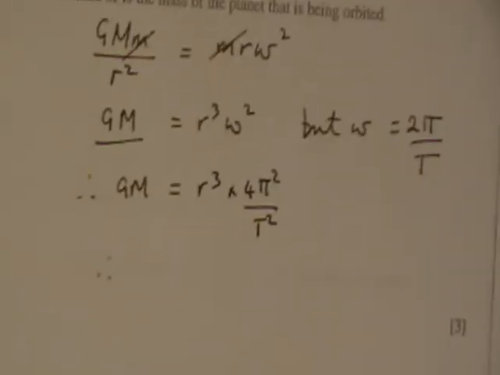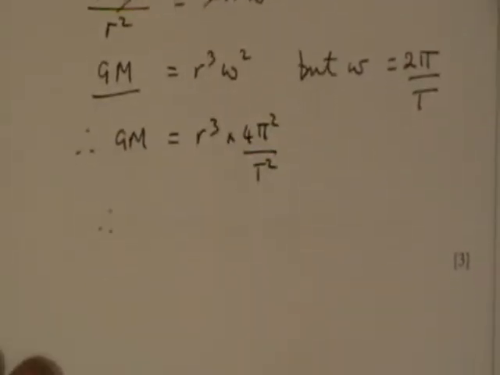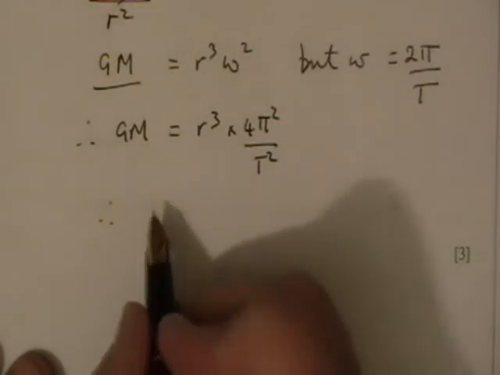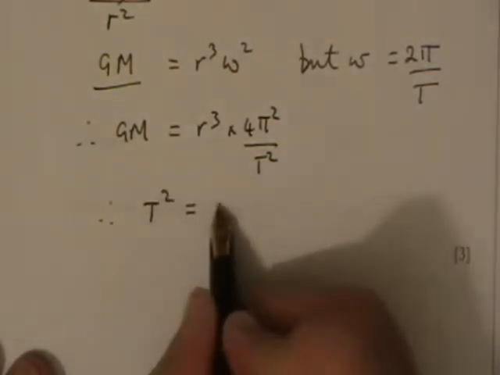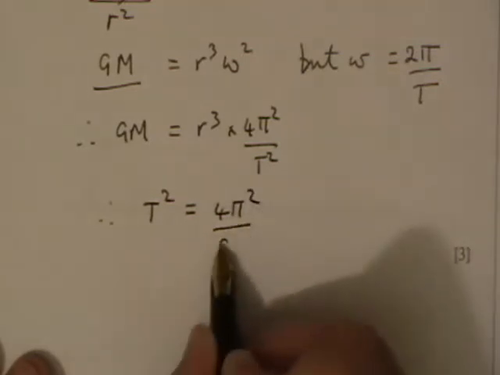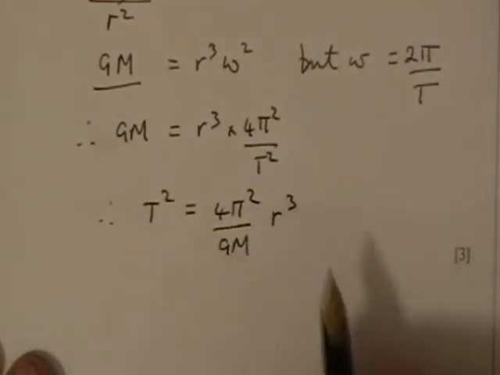Therefore T squared is equal to 4 pi squared over GM times r cubed.